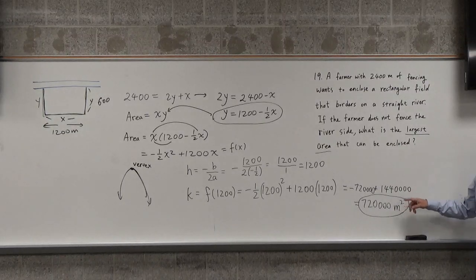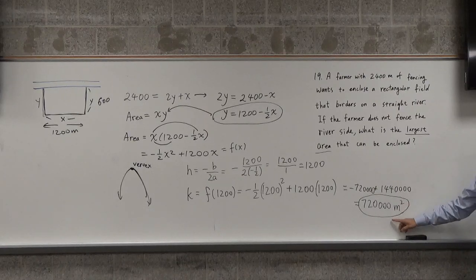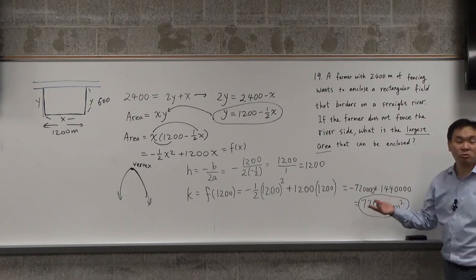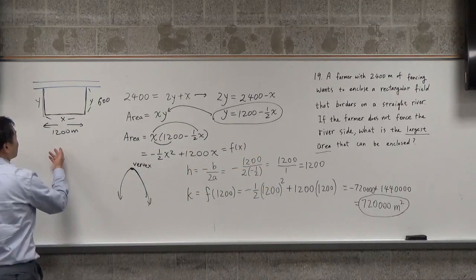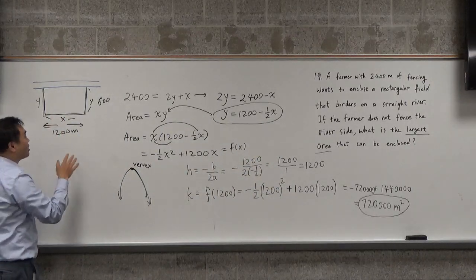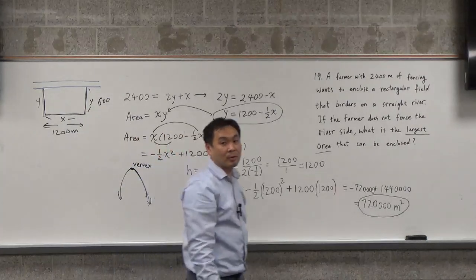One last remark is sometimes these types of questions would ask you the maximum area, in which case this will be the answer. But sometimes it might ask what should be the dimensions of the field enclosed so that it has the maximum area. In that case, 1,200 and 600 would be the answer. All right?